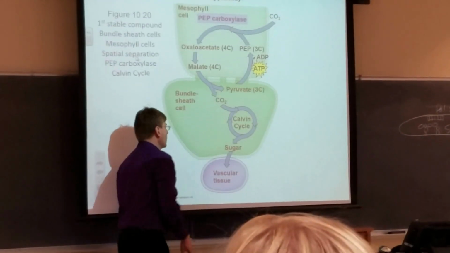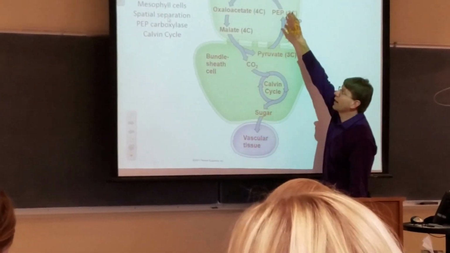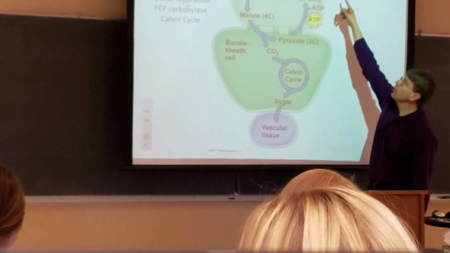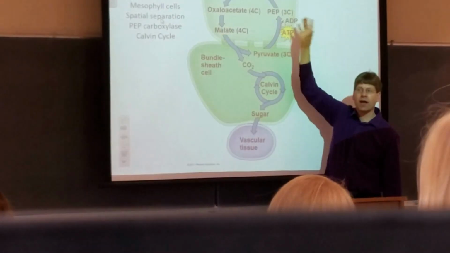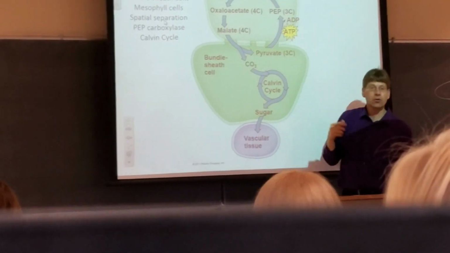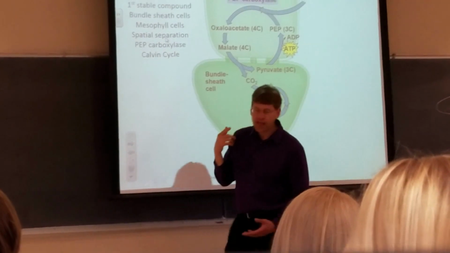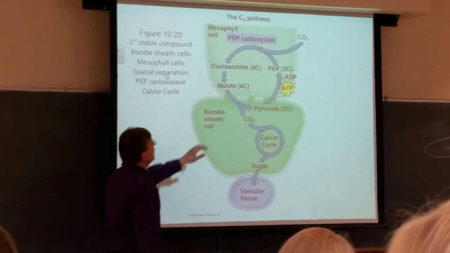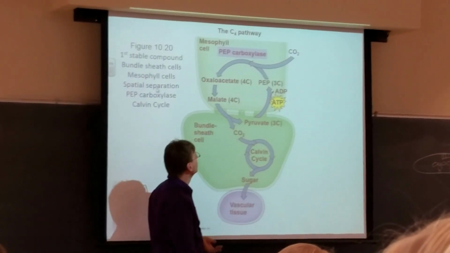So how does it pump the CO2 in? That's where the second cell layer, the mesophyll cell layer, is important. So CO2 is a gas. It'll come in and dissolve into the aqueous part of the cell solution. And it gets taken up by another enzyme called PEP carboxylase. Okay? PEP carboxylase doesn't fix oxygen, it only fixes CO2.